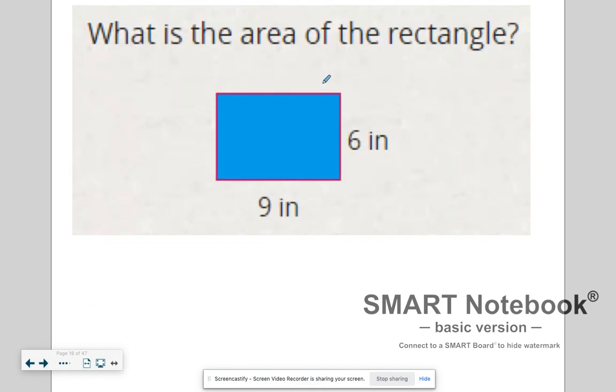All right, next example. What is the area of this rectangle? So I have my length times my width, rows times columns. So that was 9 times 6. So we just learned our 9s before Christmas. So that would be 54. Remember, I need square. And then inches is going to be the label, square inches.